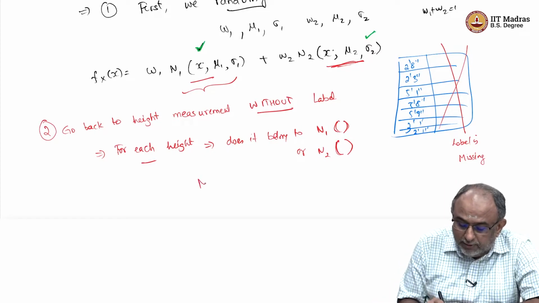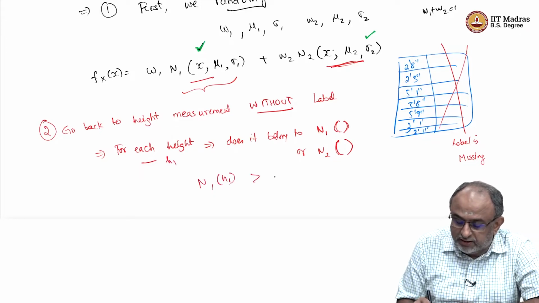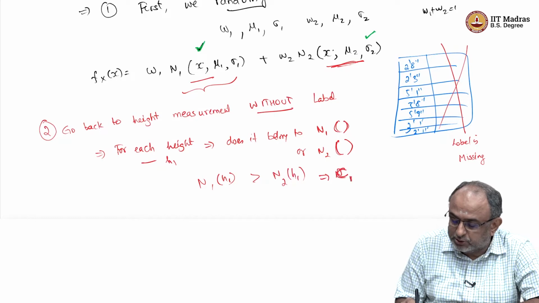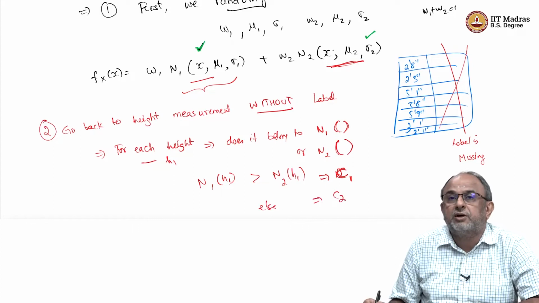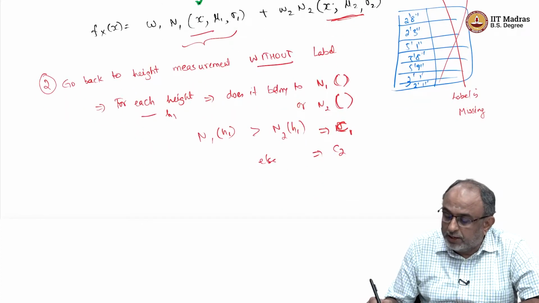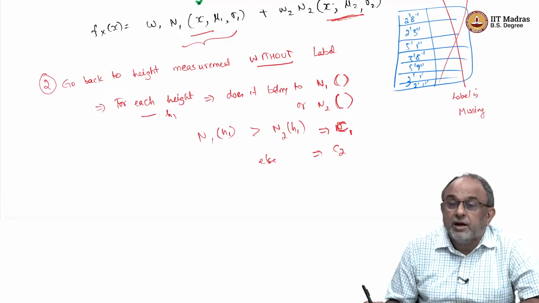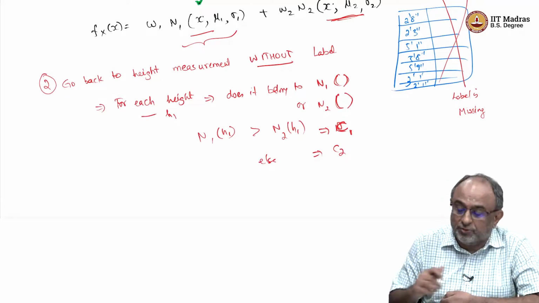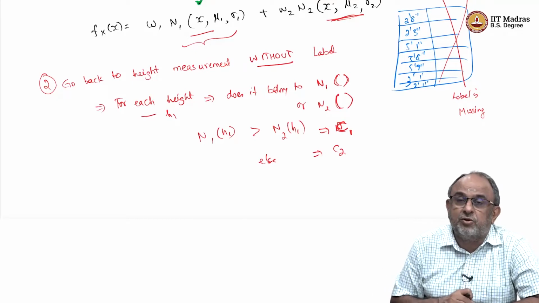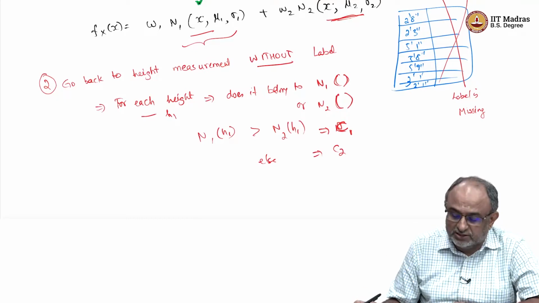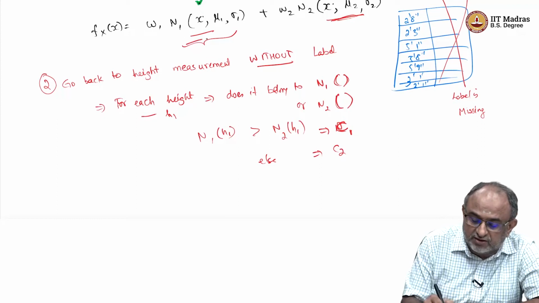So, I will look at this height h1: if N1 of h1 is greater than N2 of h1, then assign it to N1, class 1. So, I will put it to class 1, else class 2. Okay. By this way, I am now providing some kind of a class, which I am guessing. From the initial guess I have now tried to partition it into two classes.